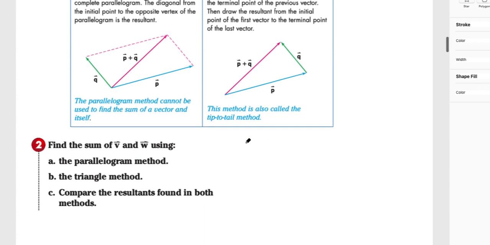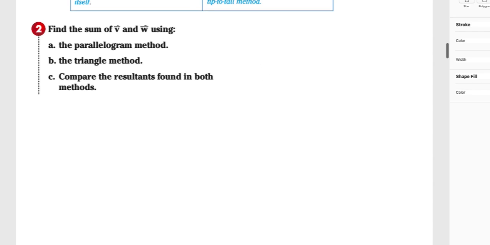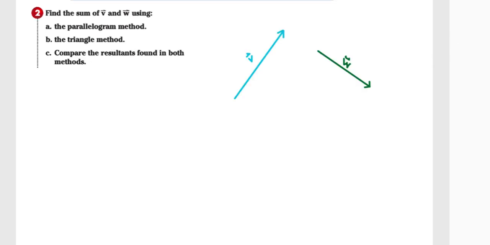And so in example 2, we're going to be considering both of those methods as we find the sum of these two vectors. Then we're going to compare the resultant found in both methods. Okay, so these are not the exact vectors from our text just because copying and being able to move them was not going to be a thing. But here in example 2, we are asked to find the sum of vector v and vector w. So we'll do that by using the parallelogram method.